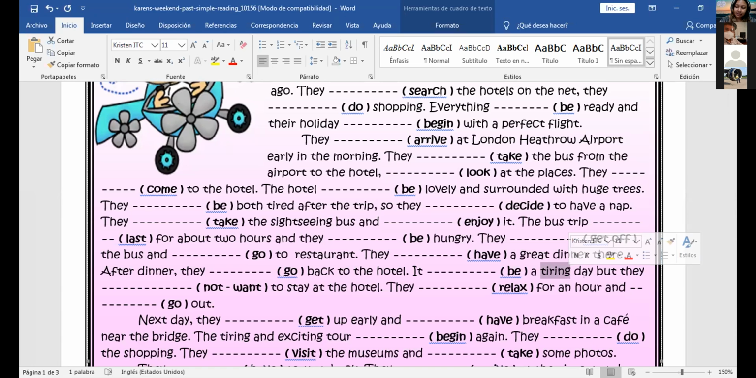But they didn't go out. This is negative. So how do we make a negative sentence? They didn't have dinner. They didn't want to go out. They stayed at the hotel.